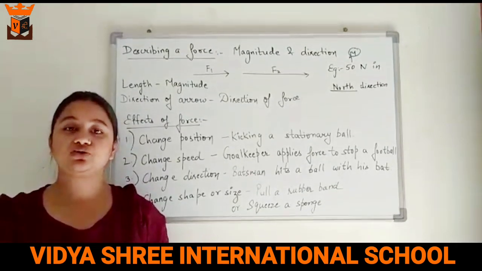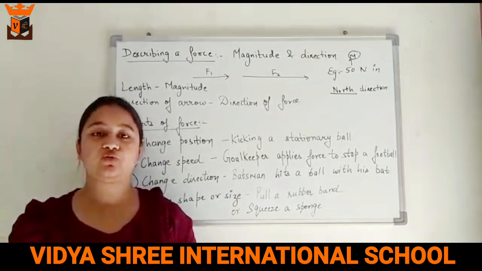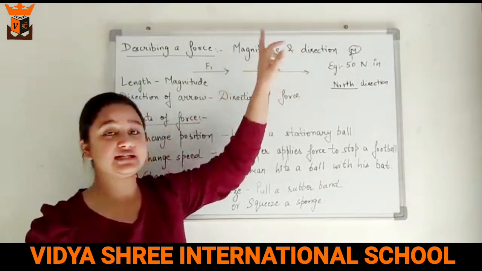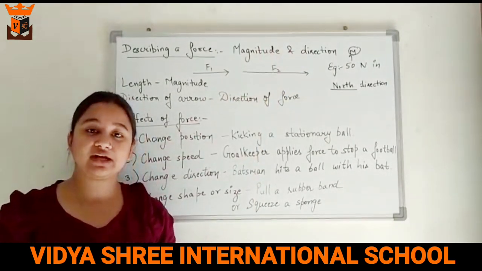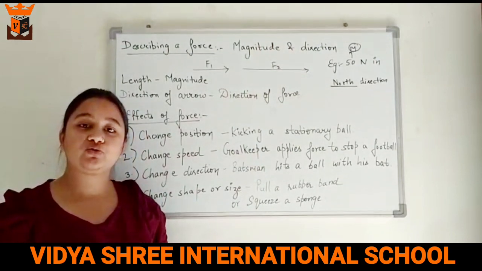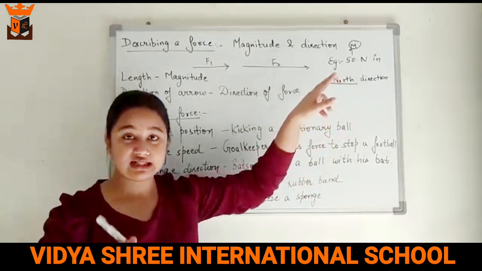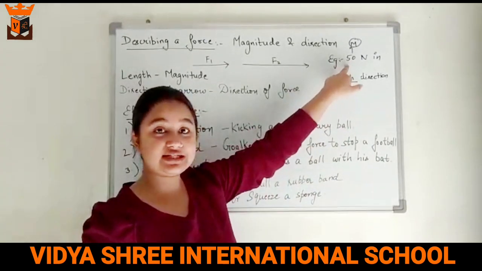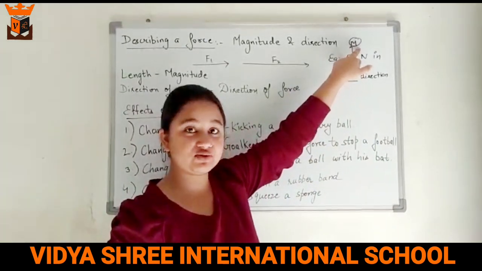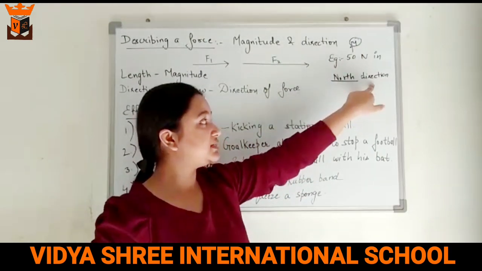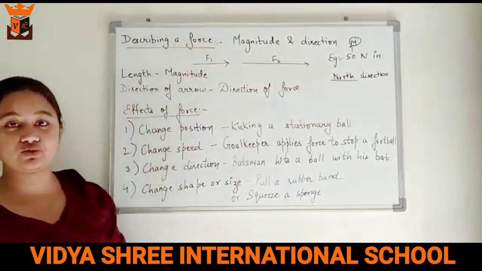Now comes how to describe a force. A force has two components. One is the magnitude and second is the direction. Suppose I say 50 Newton force was applied in riding a bicycle in the north direction, then this 50 becomes the magnitude and north represents the direction. So magnitude plus direction is equal to force.